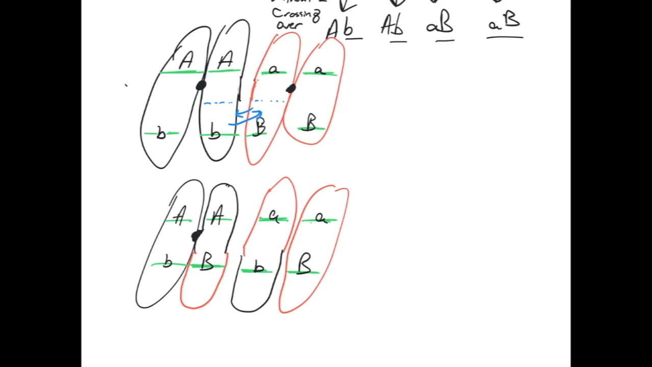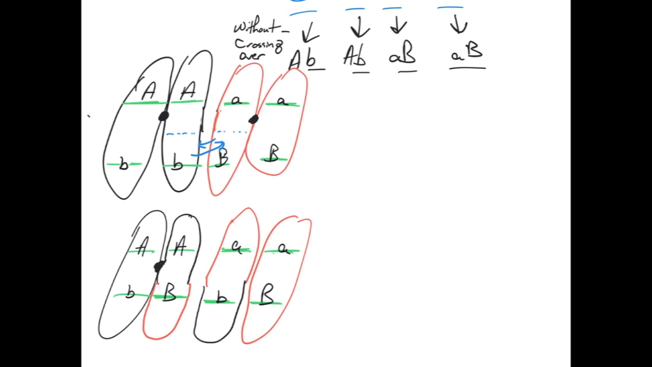So now we switched it. So now what are your possibilities? We said before we used to have what? 50-50, right? From this original combination, 50% of your eggs or sperm would be big A, little B, and 50% would be what? Little A, big B. Do you see that? Okay.